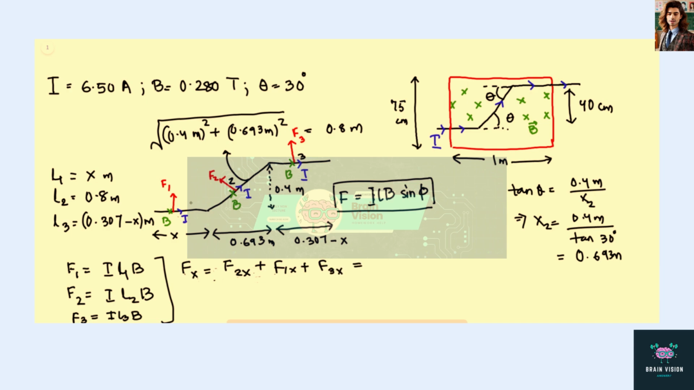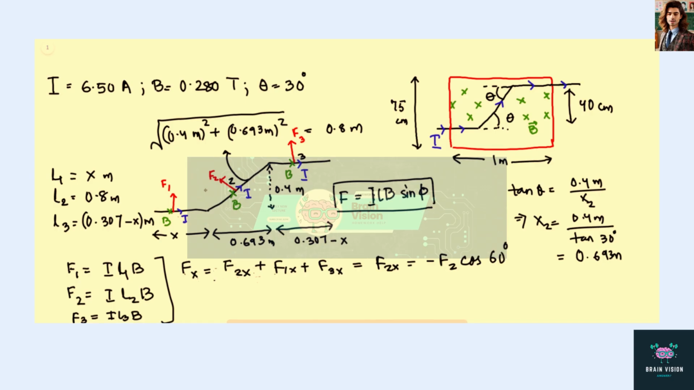And you can see from here that F1 and F3 are perpendicular to the segment which is along the x-axis. So the component of these forces along the x-axis is going to be 0. So this is just going to be F2x. And F2x is negative F2 cos 60 degrees.